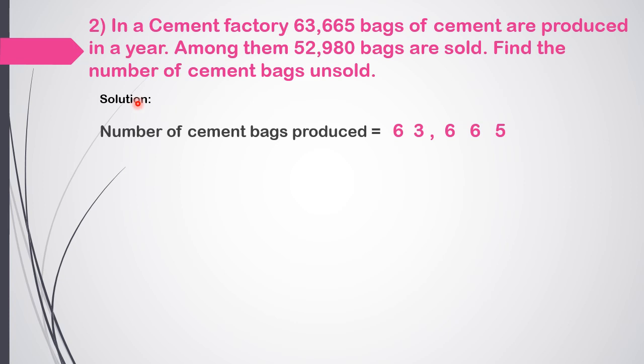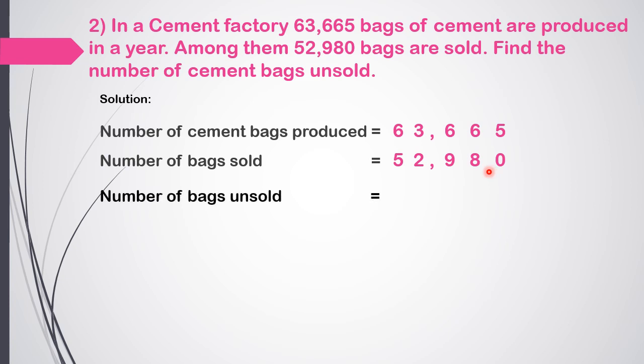So solution. Number of cement bags produced is equal to 63,665. Then number of bags sold is 52,980. So now we are going to find out the number of bags unsold. For that we have to subtract. 5 minus 0, 5. Then 6 minus 8.